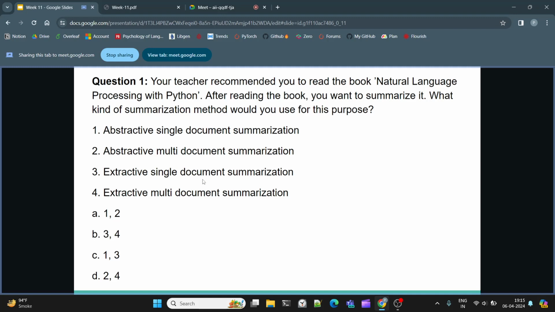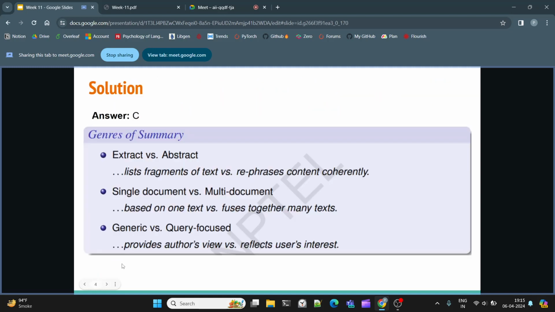Having said that, now we need to go further. So now we can do either abstractive or extractive summarization. Okay. So based on that, we have options 1 and 3, and that would lead us to the answer C. So that is why we get this answer. Any other doubts anybody has in this question?